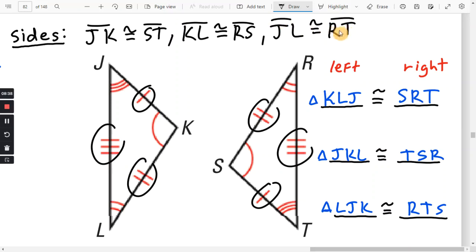With the 2 letters, the order doesn't matter. That's just a line segment. You can reverse the 2 letters. It won't change.